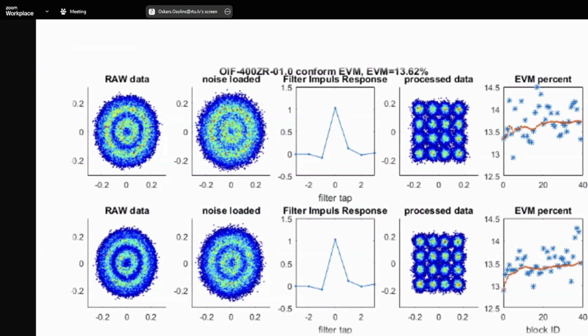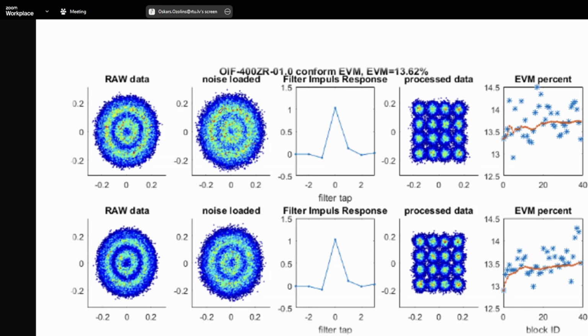Then we have an example where you have raw data, and then you load some noise, and then you process the data, you get constellations, and you get EVM of 13% on average. For 16 QAM that is not that bad. I guess it's close to the FEC threshold, and this is from a specific test of the 400ZR standard.